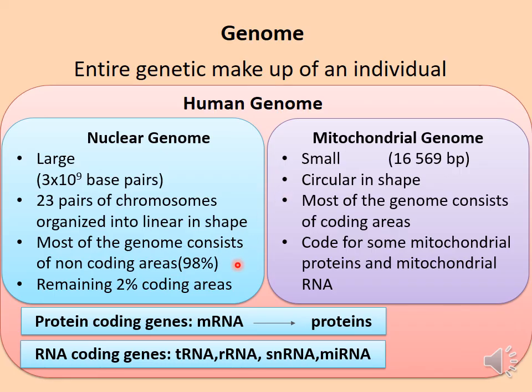And the most important and the most interesting difference between these two genomes is that only 2% of the areas of this large nuclear genome code for proteins or RNA molecules. In the mitochondrial genome, most of the DNA code for proteins. They are the mitochondrial proteins and mitochondrial RNA molecules.